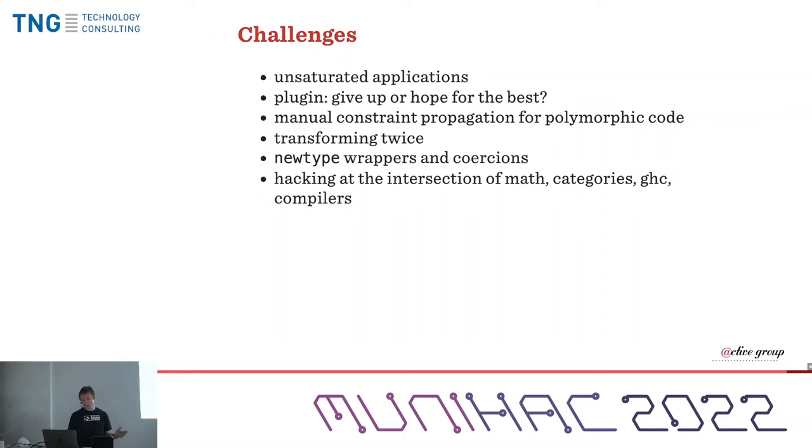Transforming twice is a challenge because you can massage your input code manually to make it go through the plugin, but then you have generated code, which you can't massage directly.